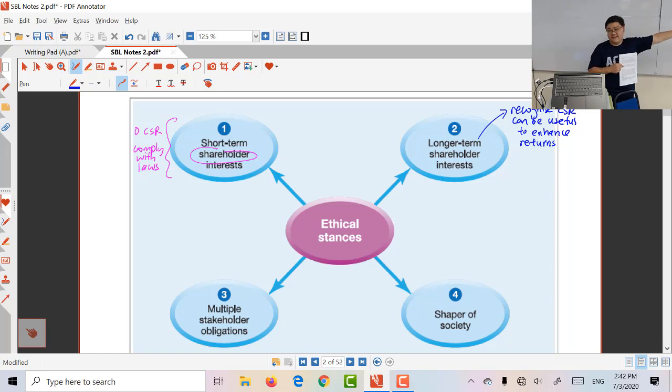Now, that's long-term shareholder interest. It's more for reputation. It's more for future benefits. But yes, there are people in that position, and somehow we still say, well, it's still good, man. At least they still do good. They want the name, let them have the name.